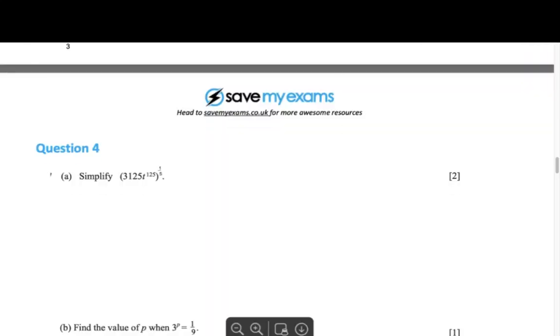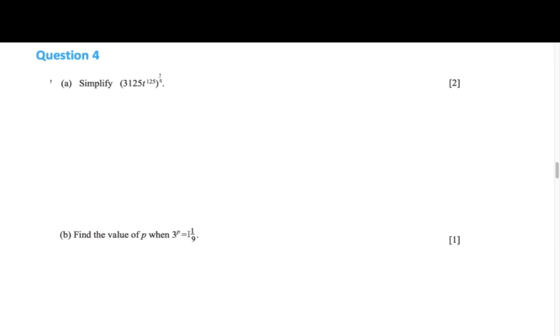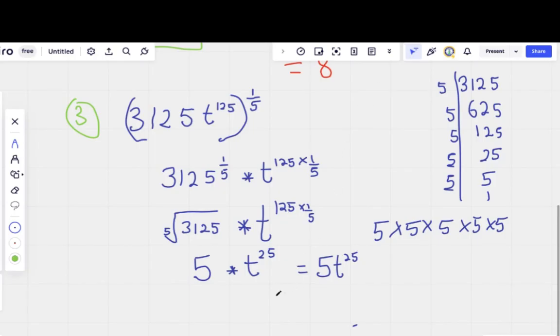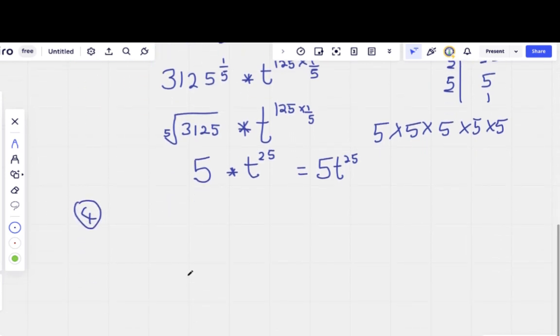This one, are you ready to try this one? Find p, 3 to the power of p equal to 1 over 9. Okay, yeah, try first. I'll also do it, but just try. Question number 4. Three to the power of p equals 1 over 9.